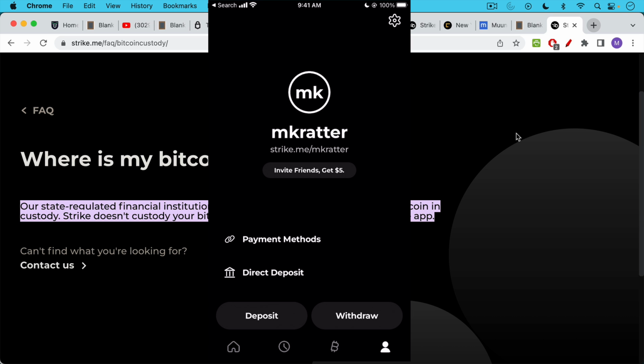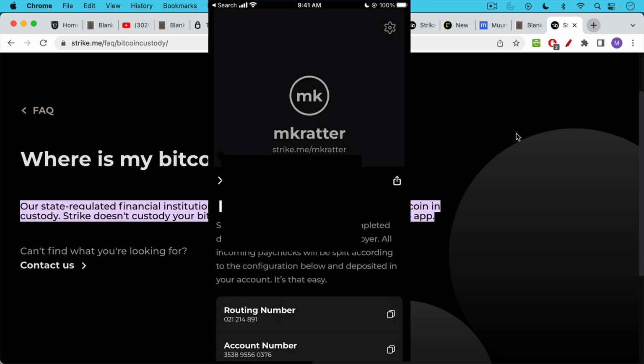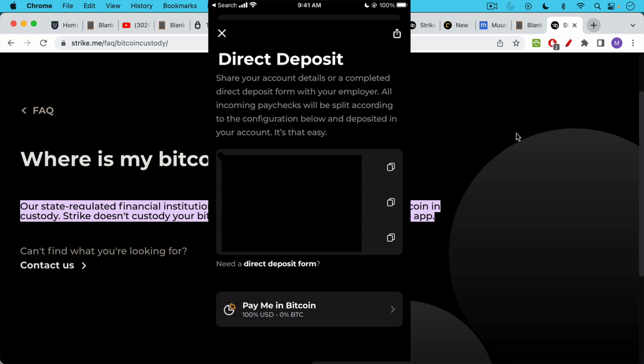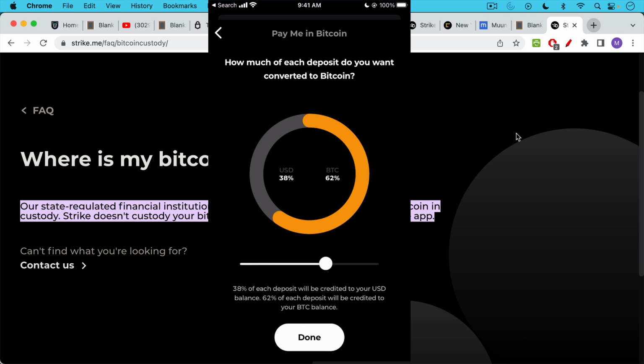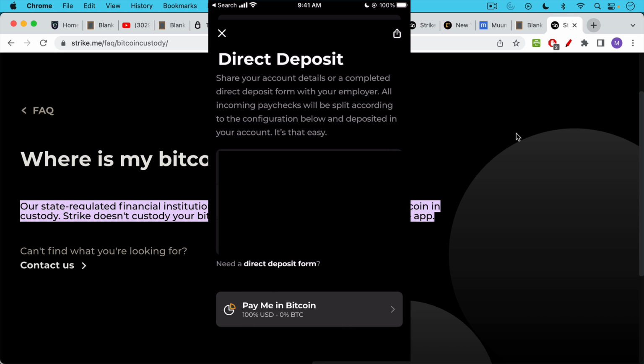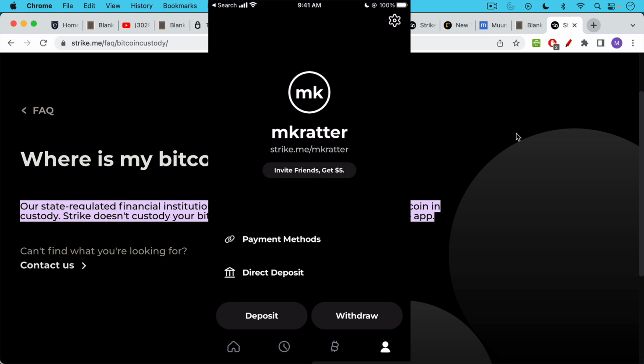So this is one of the starting screens where you'll see your Strike name. There'll be various payment methods here, which I don't want to click on right now, but that's where you'll link your regular bank account or your debit card. And then the direct deposit tab is also very cool. If you are receiving a paycheck from an employer, you could hook this up and you can get paid in a mixture of US dollars and Bitcoin. And there's basically a toggle here where you can decide, for example, I want to be paid 80% in Bitcoin and 20% in US dollars. So this is a way of receiving your pay through direct deposit, which I think is pretty cool.